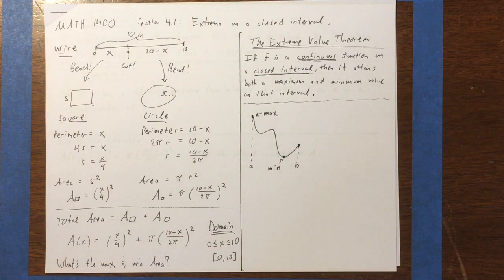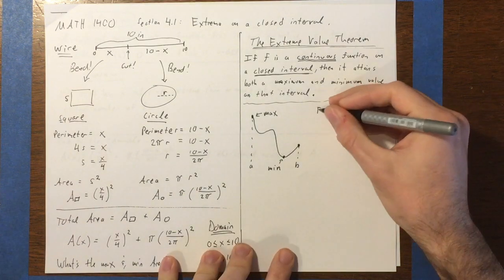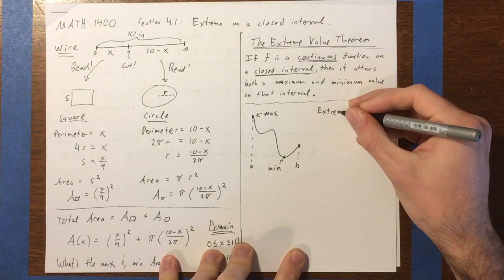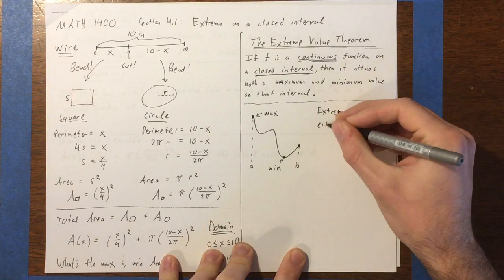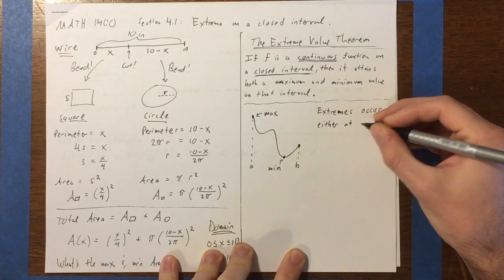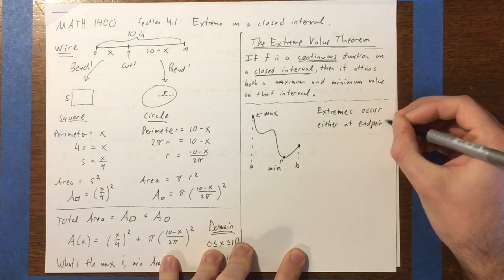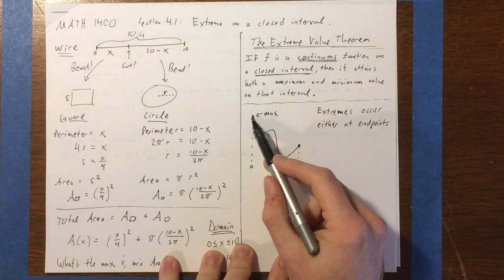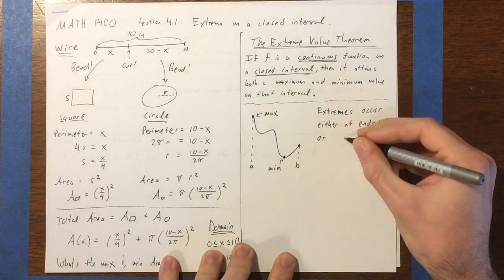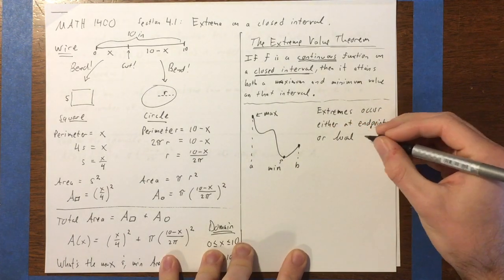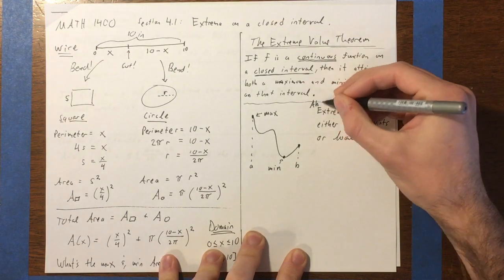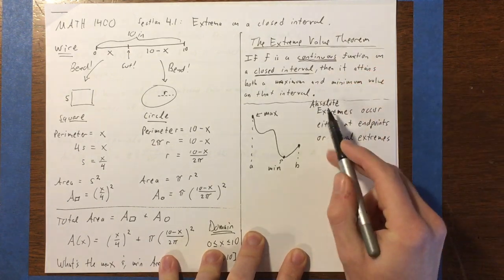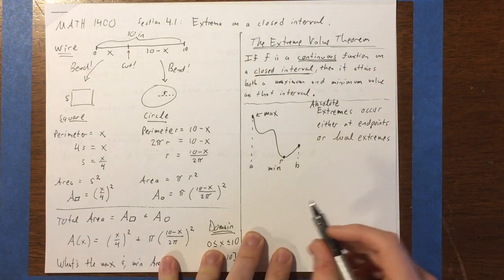So what we can observe in this situation is that extreme values occur at only specific types of points. So extremes occur either at endpoints, like in this case the maximum occurs here at the endpoint when x equals a, all right? Or local extremes. Okay, and we're talking about absolute extremes here. I forgot to mention that. So absolute extremes occur either at endpoints or at local extremes, right?